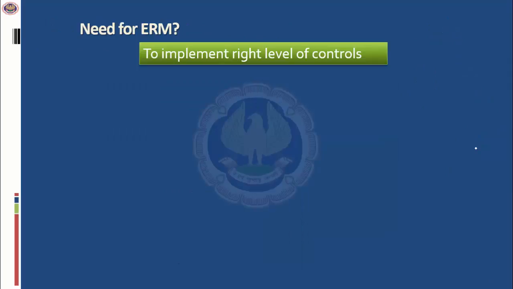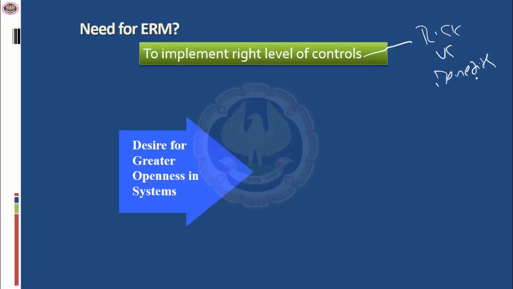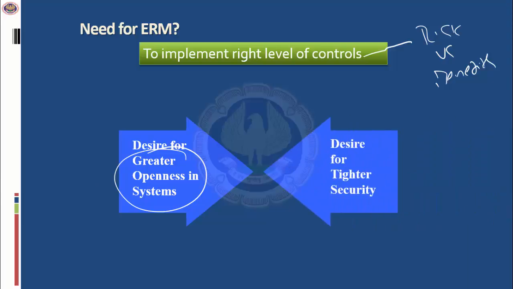So why do you need ERM? Because you need to implement the right level of controls. What is the right level of controls? You need to balance the risk vis-a-vis the benefits, because controls always come with a cost. Enterprises always have the challenge. There is a desire for greater openness in systems, which means we want to provide more and more information access to the customers. But there is also a need to provide tighter security. What is most important? You need to ensure that these controls are implemented at the right level.